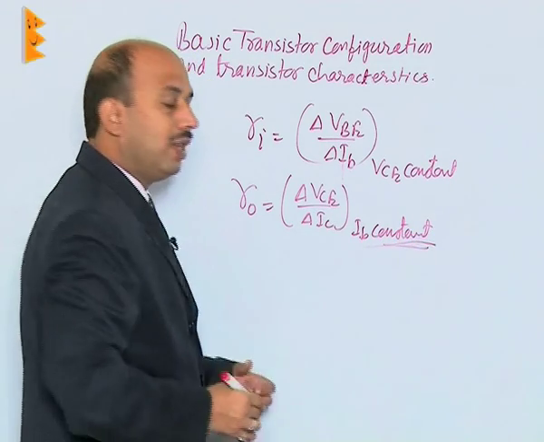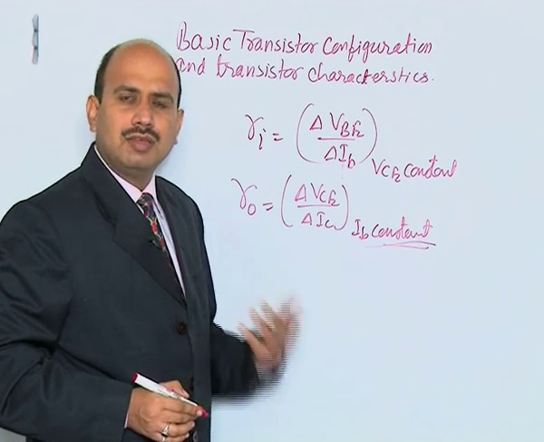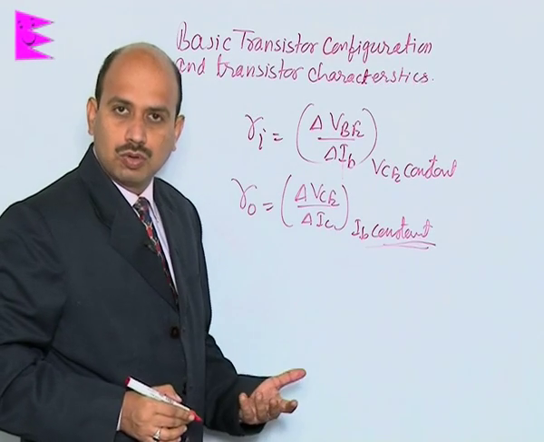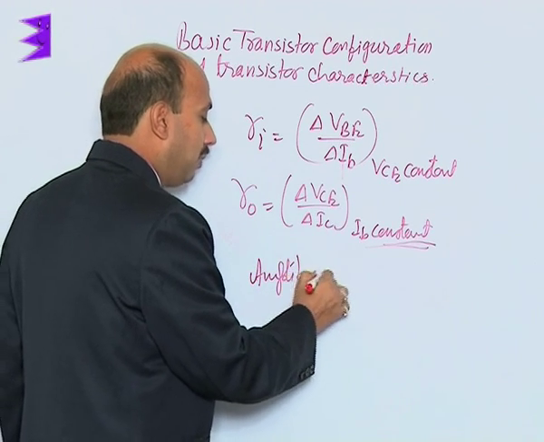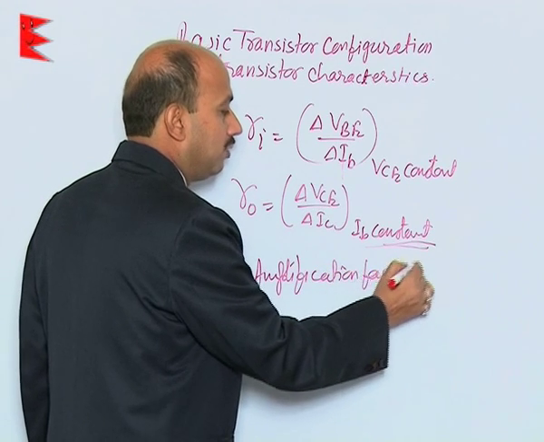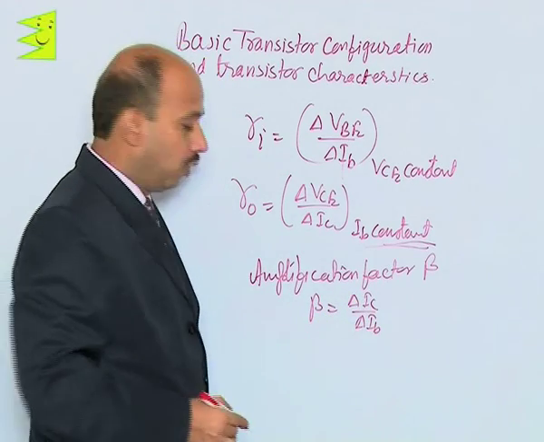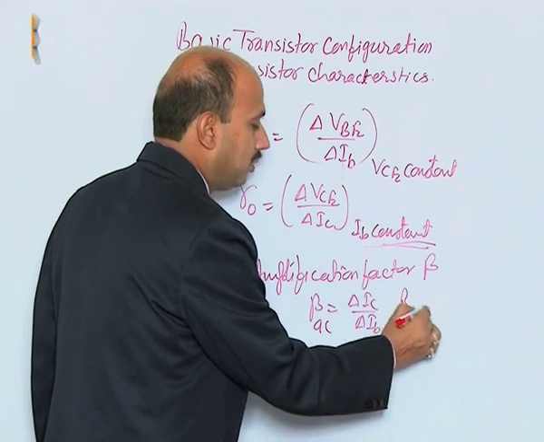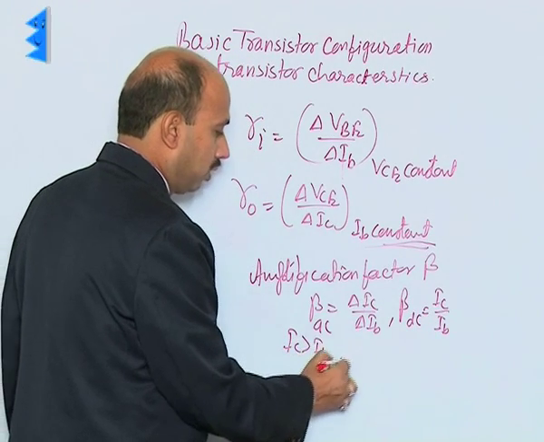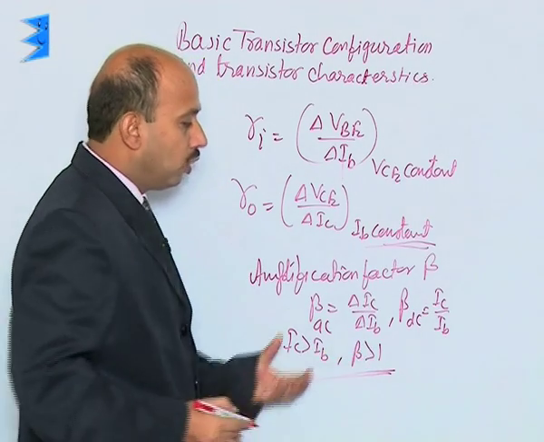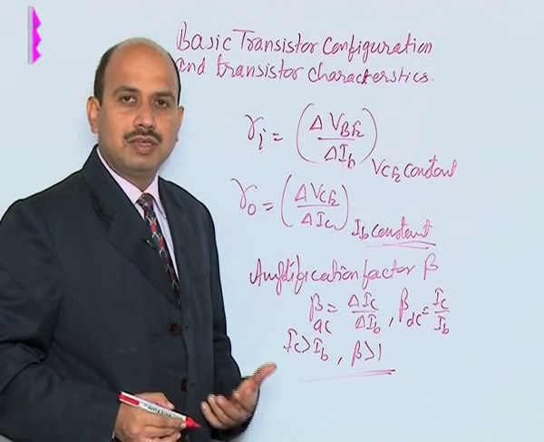Also we have seen that whenever the forward biasing of the input is increased, there is an increase in IC, and as a result there is an increase in the input current IB also. So we can define one quantity called the amplification factor, represented by beta. Beta can be written as delta IC upon delta IB. This is beta AC. But when you write beta DC, it can be written as IC upon IB. But we know IC is greater than IB, so the beta is greater than 1. Because of this property the transistor can be used as an amplifier, but when the transistor is used as an amplifier, it is used in the active region.